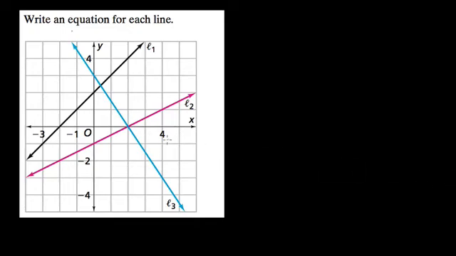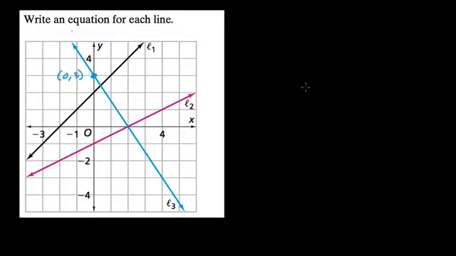Okay, in this problem, our goal is to write an equation for each line. Fortunately, they gave us the y-intercept of each line. So for example, this line right here crosses the y-axis at what? Well, we go 1, 2, 3. That point is (0, 3).